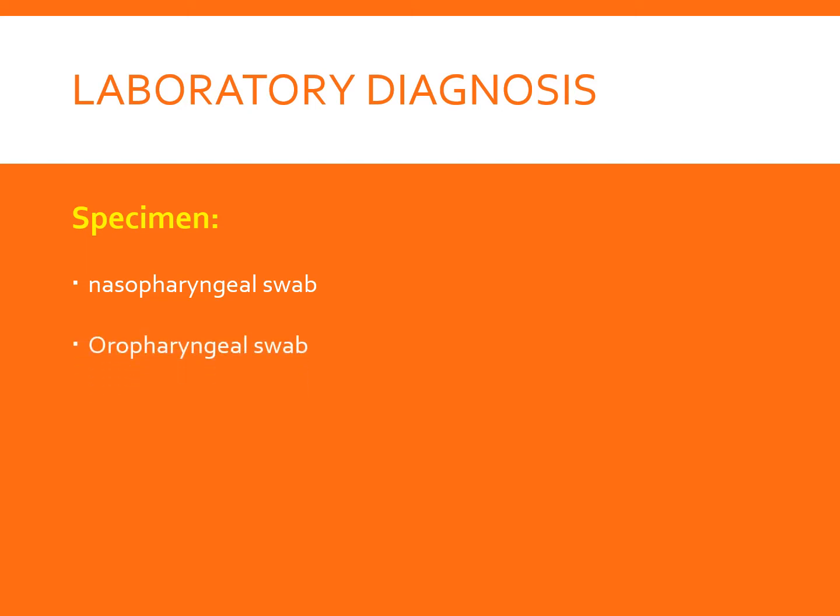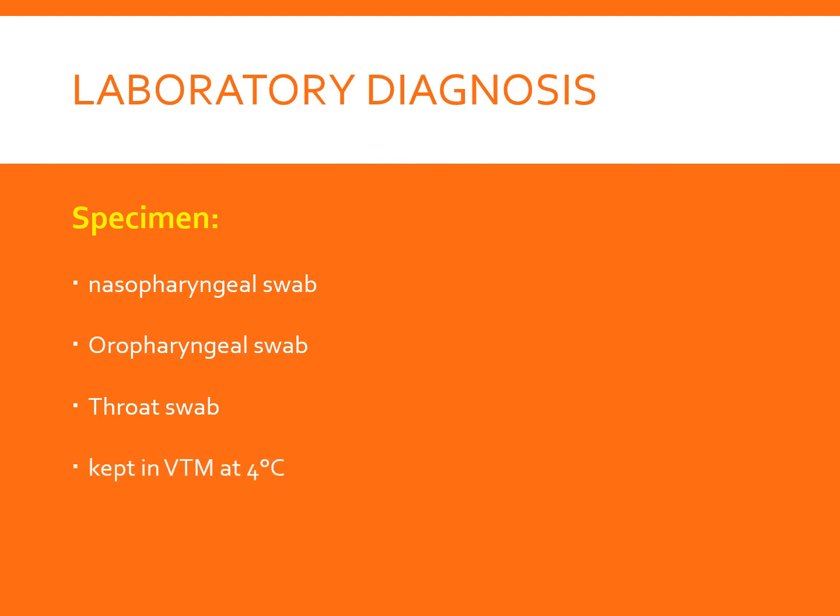Then the second option can be oropharyngeal swabs. Usually, like in COVID infection, we took two swabs, nasopharyngeal as well as oropharyngeal, so that we can increase the chance of detection of the virus. So we can take both swabs in a single case. Then the throat swab. Ideally we don't want to go for a throat swab, but that can also be another option.